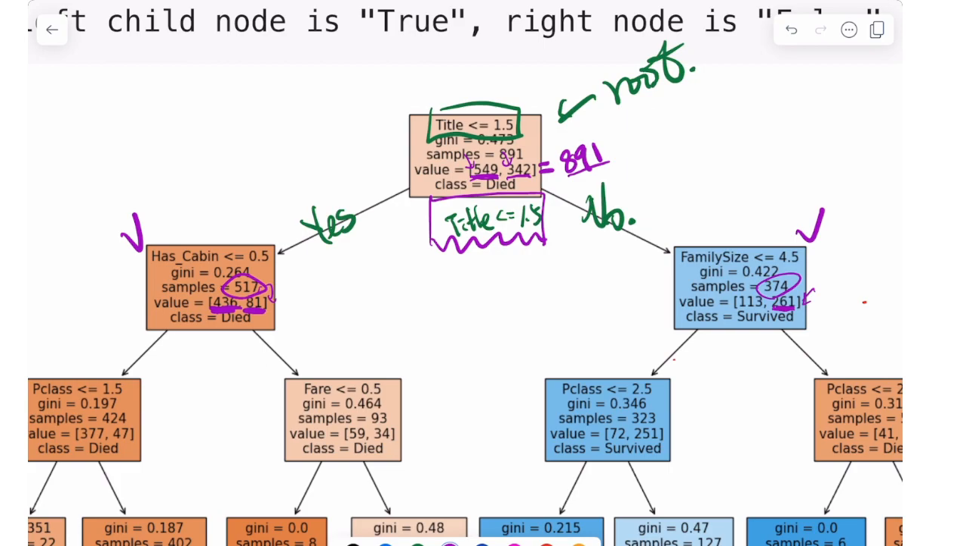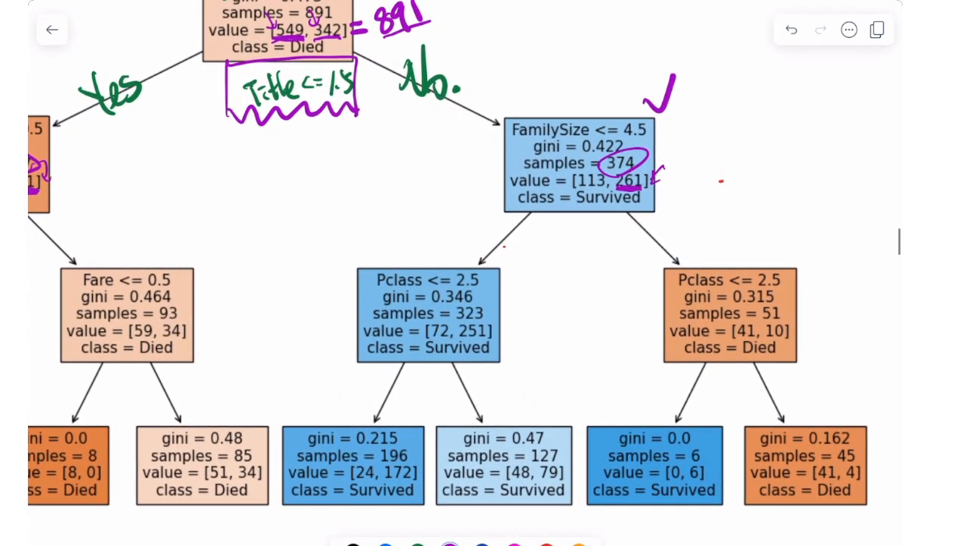And of course, we continue to do that. For example, the next question is this one: family size less than 4.5. That is yes, that is no. As we can see, in this subspace only 10 people survived, but 41 died.